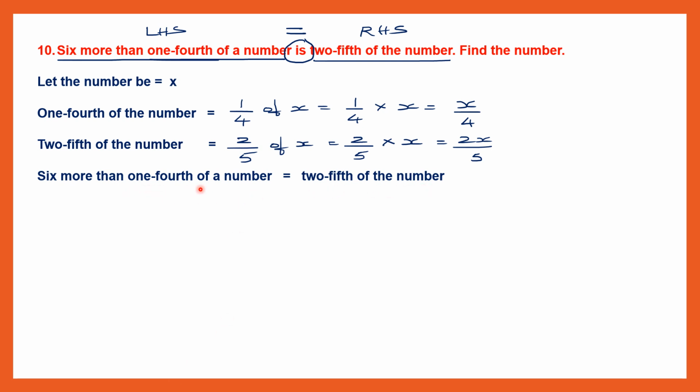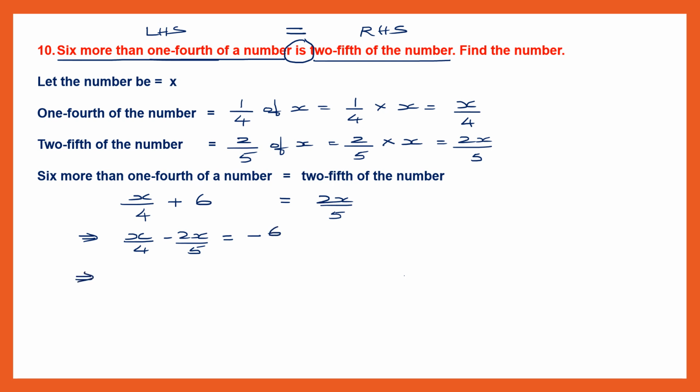Now, 6 more than 1/4 of a number is equal to 2/5 of the number. So we know what 1/4 of a number is. 1/4 of a number is x by 4. And 6 more than that means x by 4 plus 6 is equal to 2/5 of the number, which is 2x by 5. Now we have to solve this. Now let's get all the x terms to one side. So we have x by 4 here and we have 2x by 5 here. Let's bring this side. So now we have x by 4 minus 2x by 5, and we can carry the 6 to the other side. It becomes minus 6.